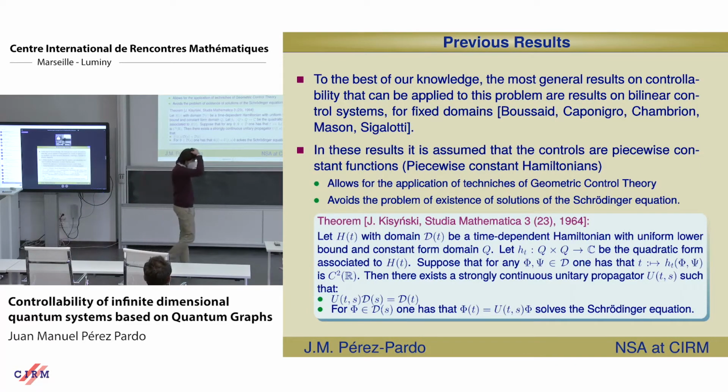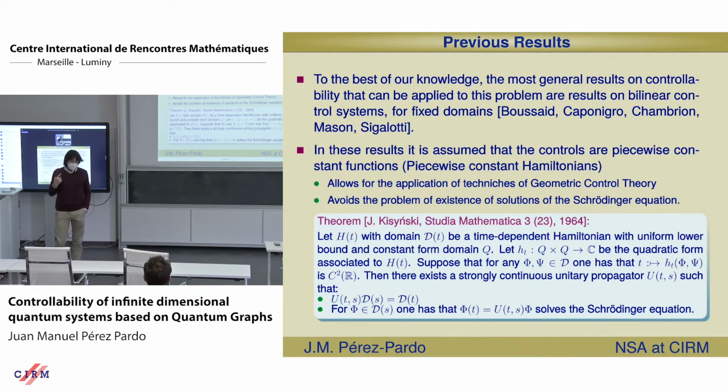So as I said, there were some results previously regarding controllability on infinite-dimensional systems. Unfortunately, they cannot be applied directly to the kinds of problems that we are interested in. Let's say these results worked out by these people, Boussaid, Caponigro, Chambrion, Masson, Cigalotti. They did, well, the results are extremely powerful, I would say, but unfortunately, we cannot apply them. This will be clear in a moment.